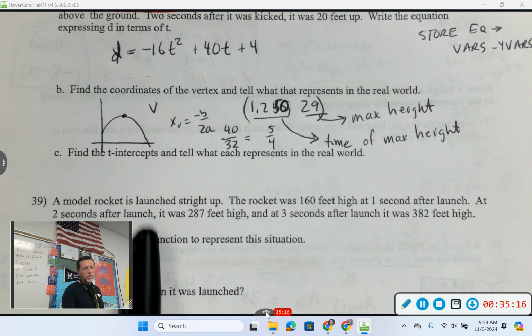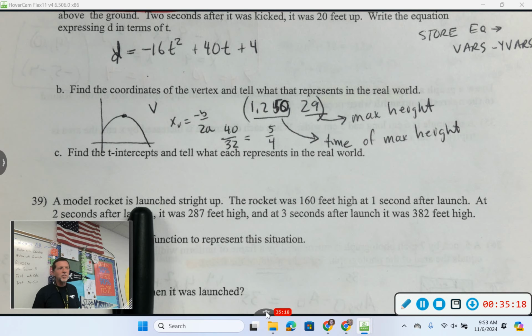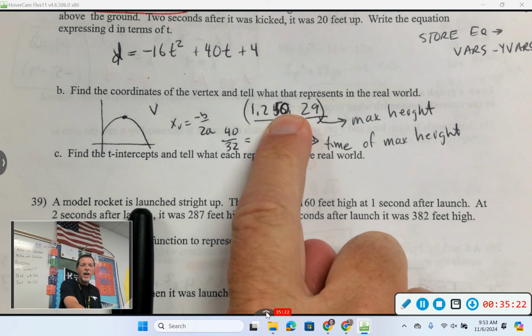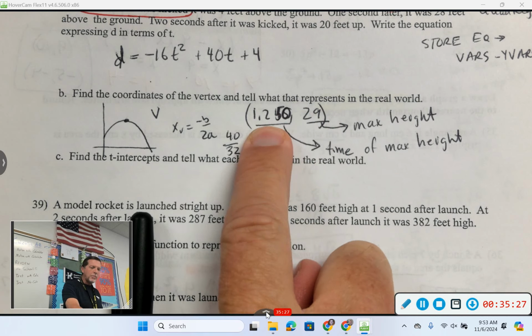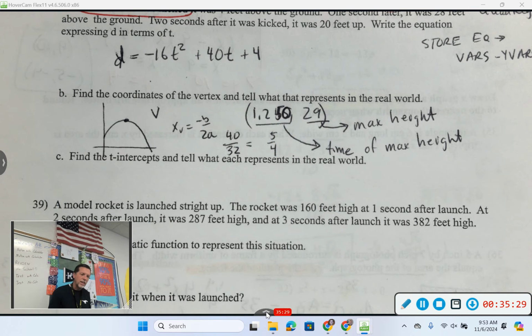But the point of that question is to make sure you understand that one of those variables is time and one of those is height. You don't just say that's the maximum height and just kind of point to that ordered pair. 29 is the maximum height. It happens at 1.25 seconds.